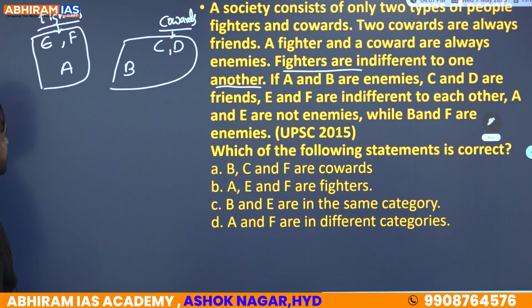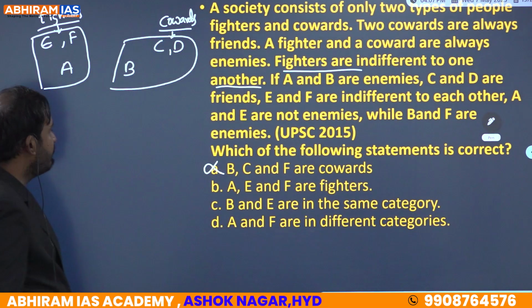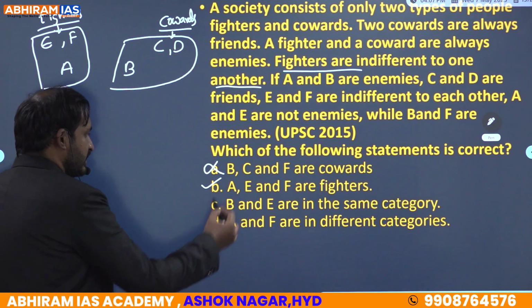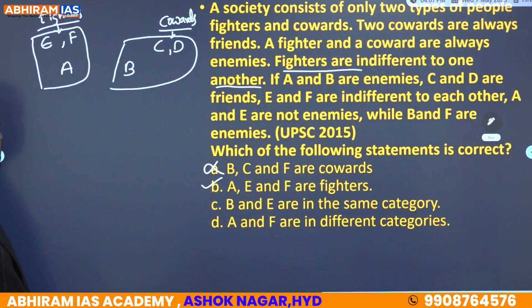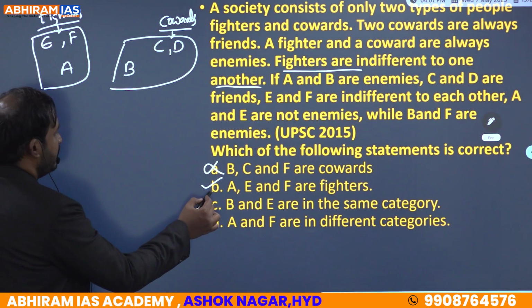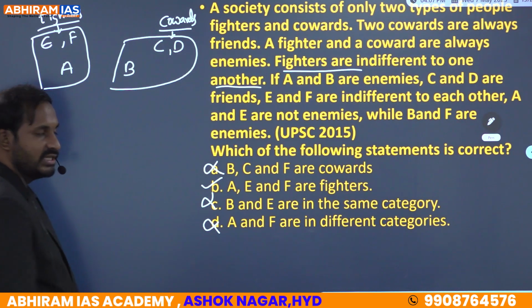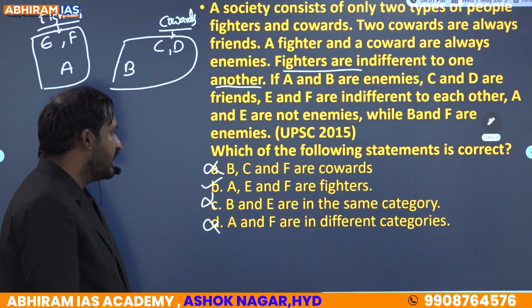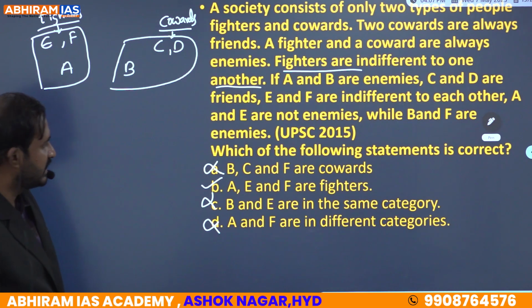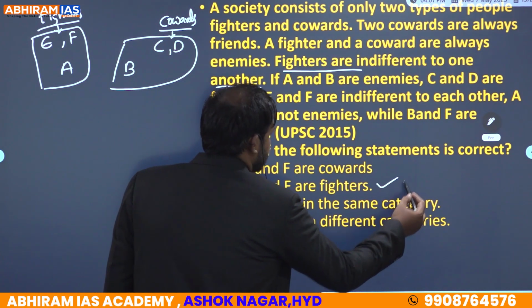Now which of the following statements is correct? B, C, F are cowards. F is not a coward, so this is not. A, E, F are fighters. Yes. B and E are of same category. No. A and F are of different categories. No, A and F are actually same category people. So A, E and F are fighters. That is the correct one in this case.